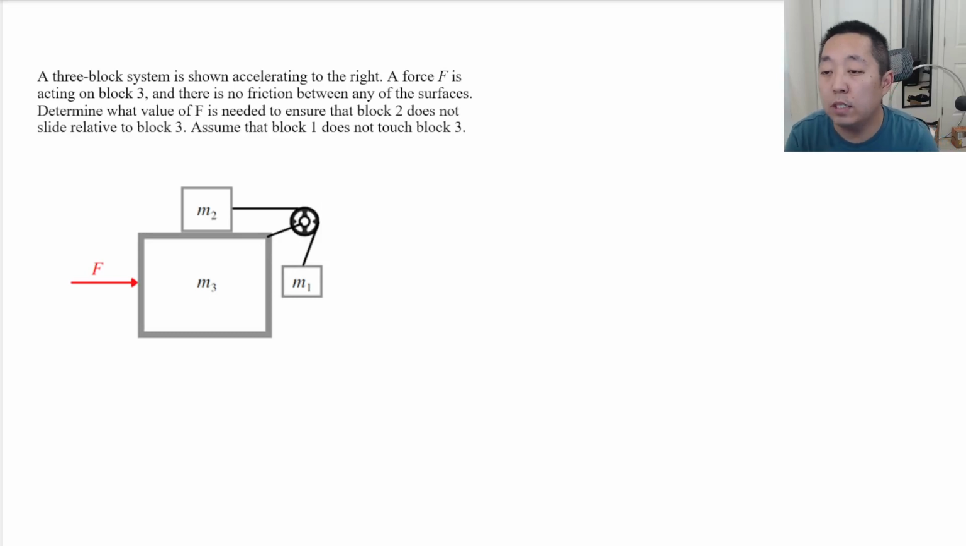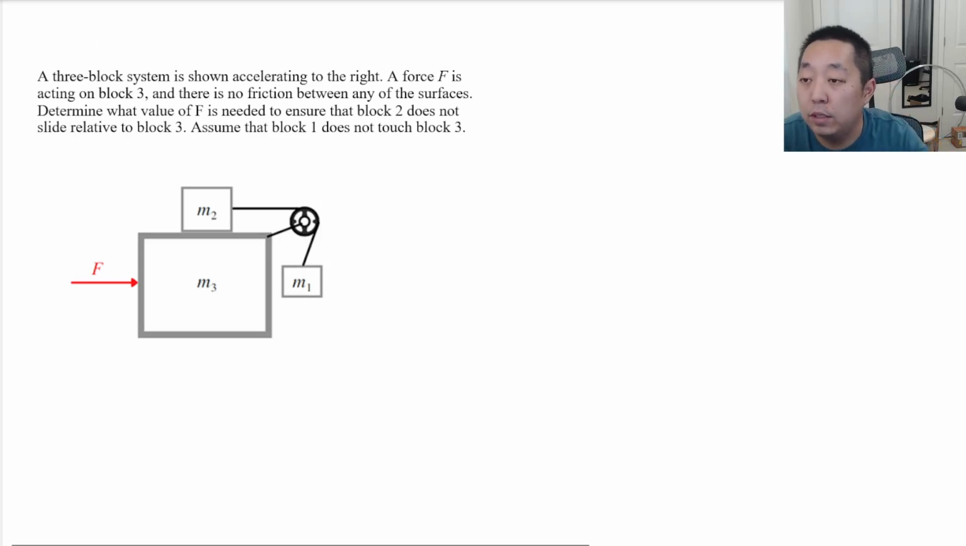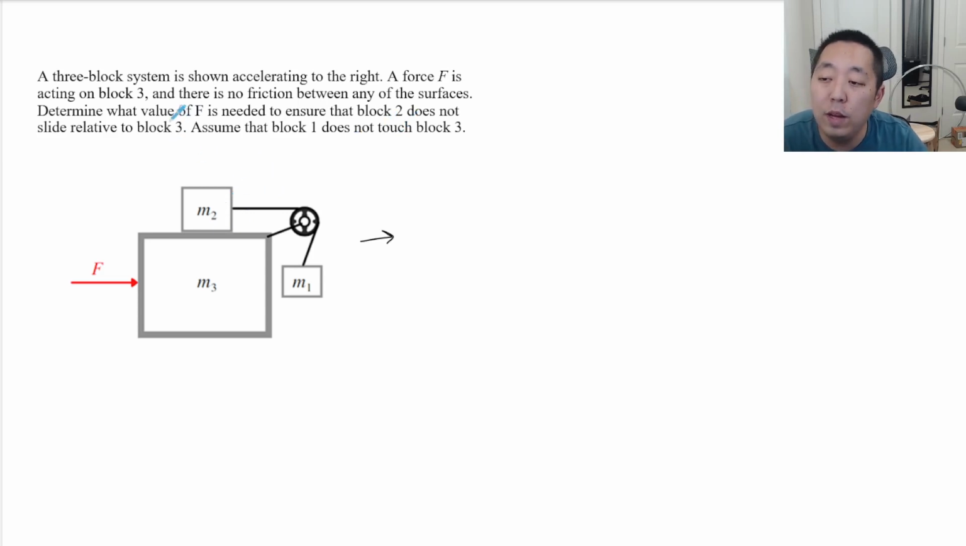So a three-block system is shown accelerating to the right. So let's draw an accelerating arrow to the right here. A force F is acting on block 3, and there's no friction between any of the surfaces. Determine what value of F is needed to ensure that block 2 does not slide relative to block 3. Assume that block 1 does not touch block 3.